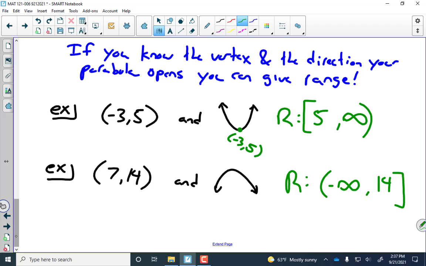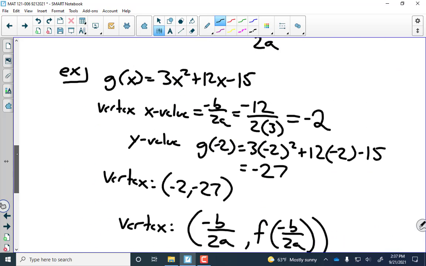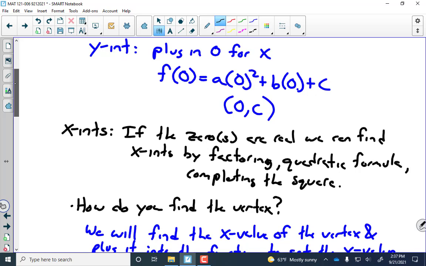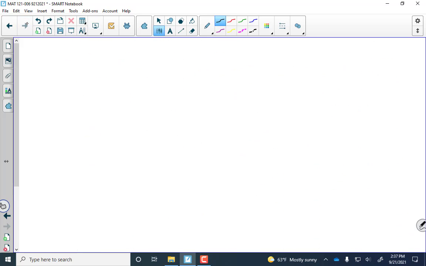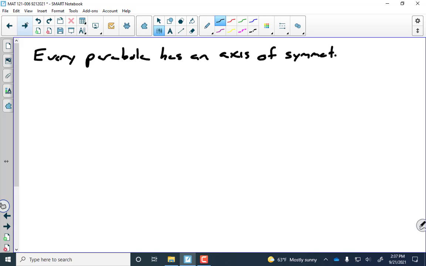That's neat. That's pretty cool. I'm feeling pretty good about finding out all the information I need to know about a parabola. I wonder what else I can do. What else can I do? Every parabola has an axis of symmetry, which we show with a dashed vertical line.